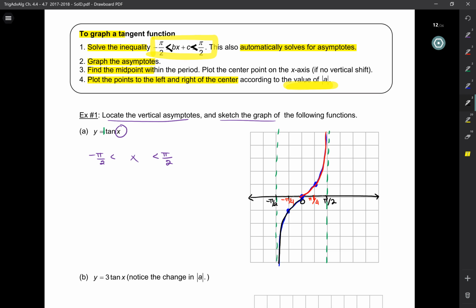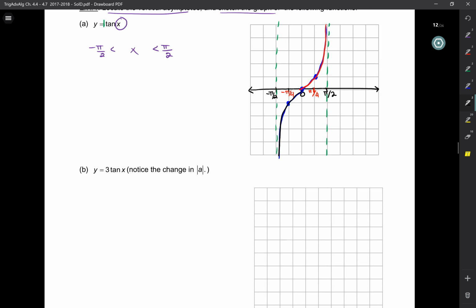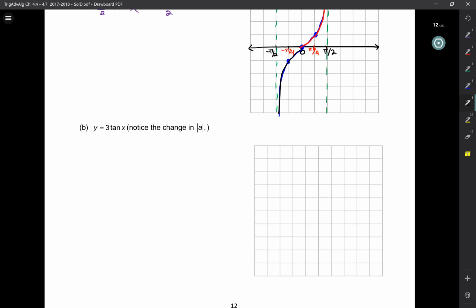Okay? All right. So I spent all this time on this first one. Now the other ones we're just going to follow and do a little bit more quickly. Yes? You don't have to put arrows. All right. So we're going to graph this. And it says, notice the change in the value of A. In the beginning, though, we don't really care about A. What we're going to do is set up our inequality, negative pi over 2, pi over 2, and in the middle, we're going to put in x. Okay? It's already solved for us.